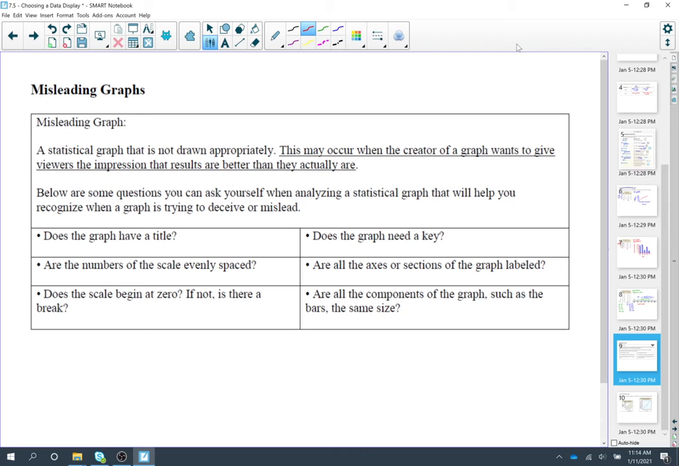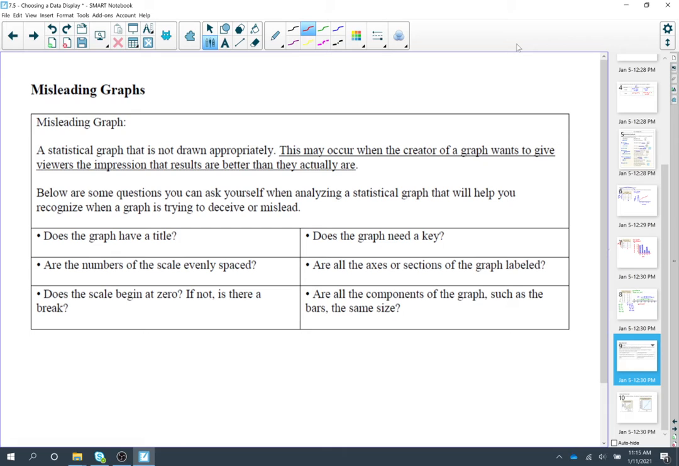First of all, does the graph have a title? Do you know what it's actually talking about? Does the graph need a key? For example, if there are two lines on the graph, have they been distinguished to tell you what they represent? Are the numbers of the scale evenly spaced? Are all the axes or sections of the graph labeled?